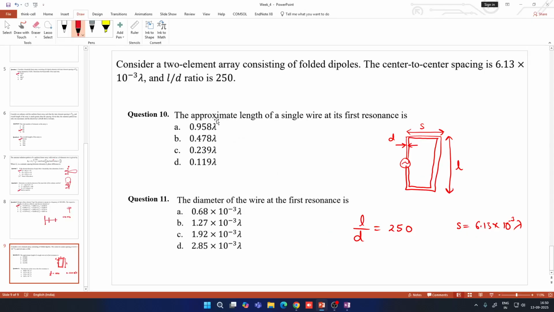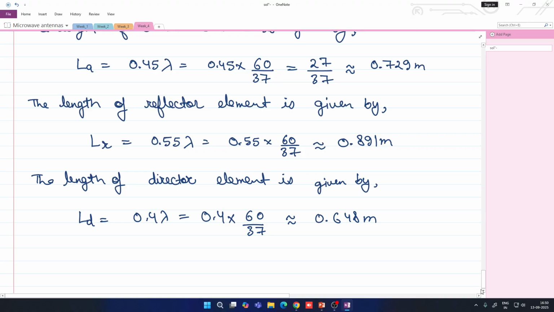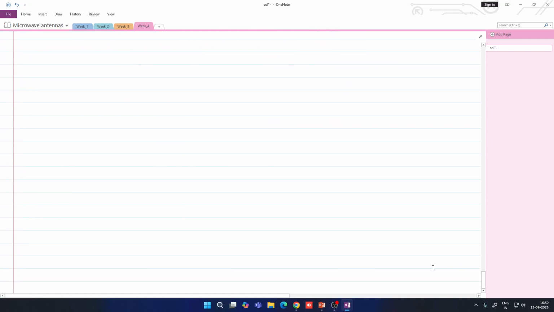So in question 10, the approximate length of a single wire at its first resonance is asked. Four options are given. So let's move to the solution. I hope the question is clear. We have to find L in question 10.